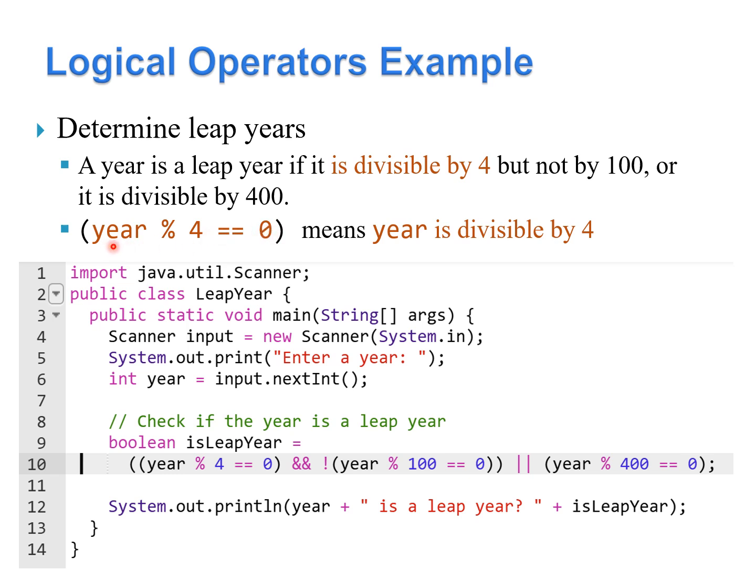The value of year is divisible by 4 if and only if the remainder of year divided by 4 is equal to 0. So this expression in Java is a Boolean expression that means year is divisible by 4. To express that year is divisible by 100 or 400, we just replace 4 in this expression with 100 or 400 respectively. So we have three simple Boolean expressions which express three conditions. Year is divisible by 4, year is divisible by 100, and year is divisible by 400.